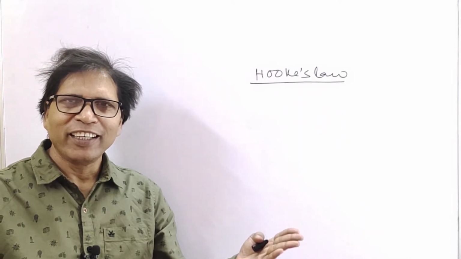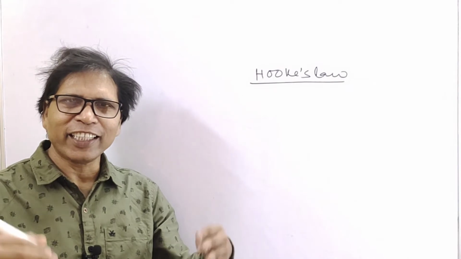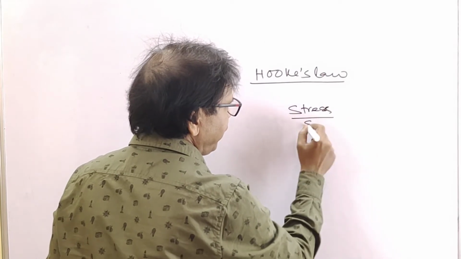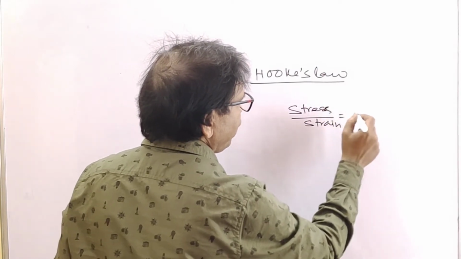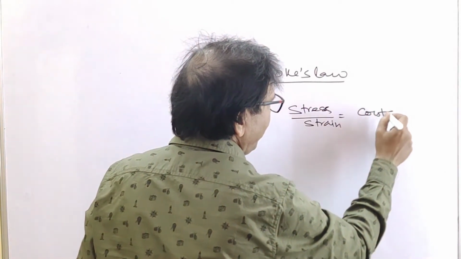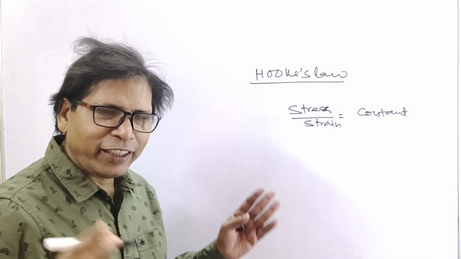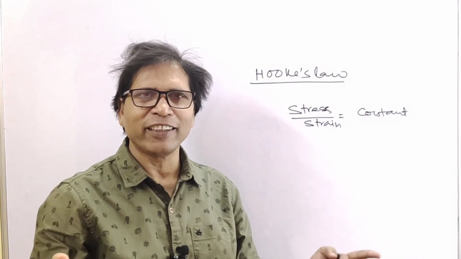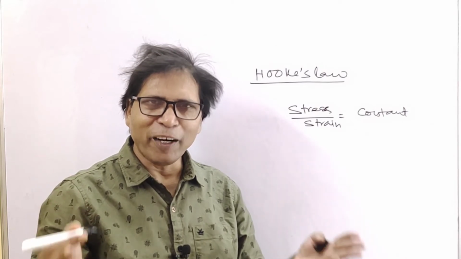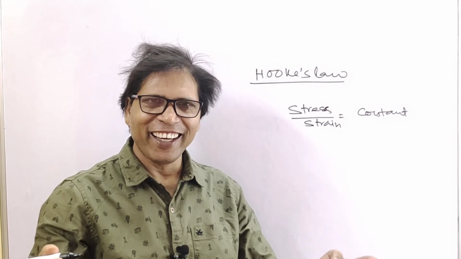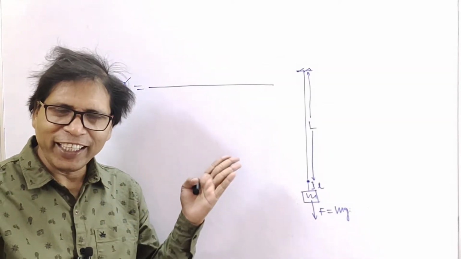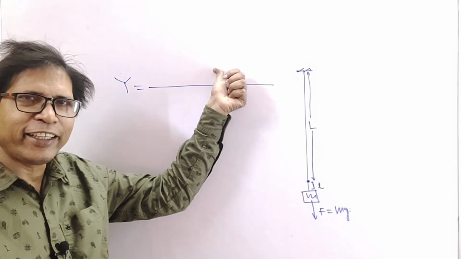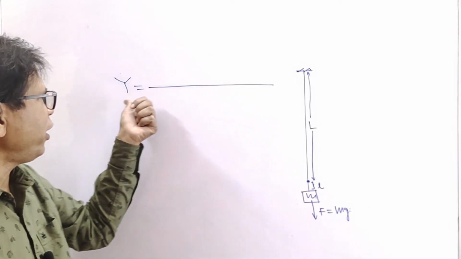Next, now Hooke's law. Within elastic limit, stress by strain is equal to a constant. So here stress divided by strain is equal to constant. This constant is called the elastic modulus. There are three types of elastic modulus: Young modulus, bulk modulus, and modulus of rigidity. Okay. Now Young modulus. Within elastic limit, the ratio between longitudinal stress and longitudinal strain is called Young modulus.